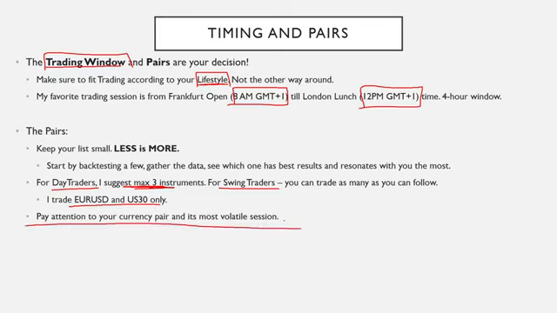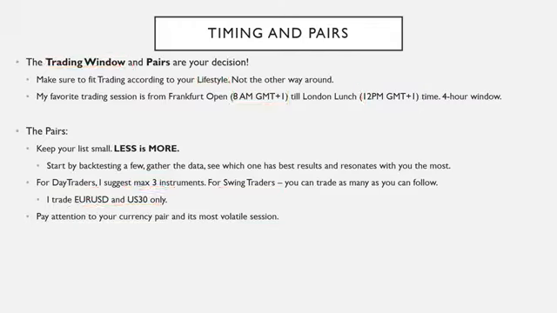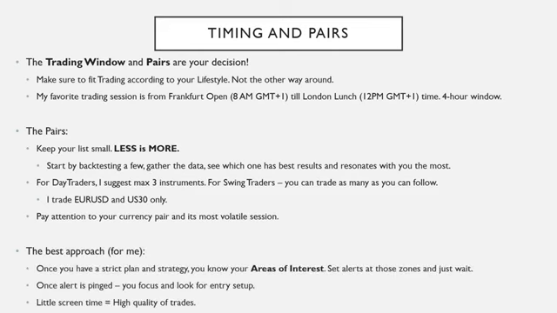And of course, according to your lifestyle and according to your trading window, pay attention to your currency pair and its most volatile session, right? If you're going to trade during Asia, don't trade Euro USD, trade an Aussie pair. If you're going to trade during New York, don't trade an Aussie pair, trade USD CAD, right? Or USD Swiss franc or Euro USD, right? Watch out for your currency pairs and know when they move the most and when is the highest probability that you achieve a very good return and there is a volatile move in the market.